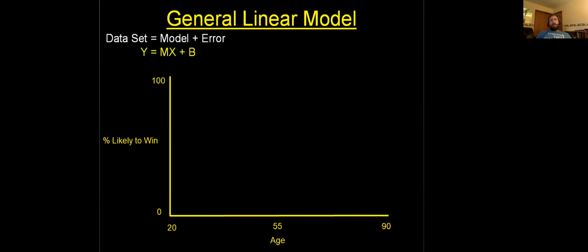We don't know anything else about these challengers. We just know their age. So on our x-axis here, we devised a scale that runs from age 20 to 90. So age 20 is our youngest age we're going to go with.